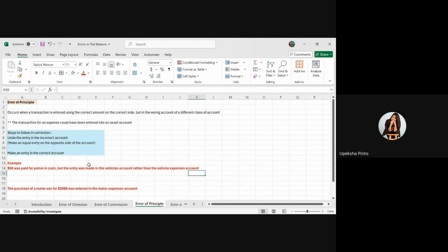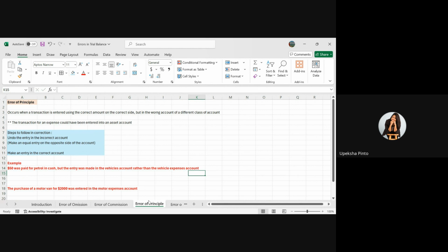Then we'll go for the error of principle, right? Error of principle occurs when a transaction is entered using the correct amount on the correct side, but in the wrong account of a different class of account. The transaction for an expense could have been entered into an asset account, right? The steps are the same, but you have to understand why it is called error of principle.